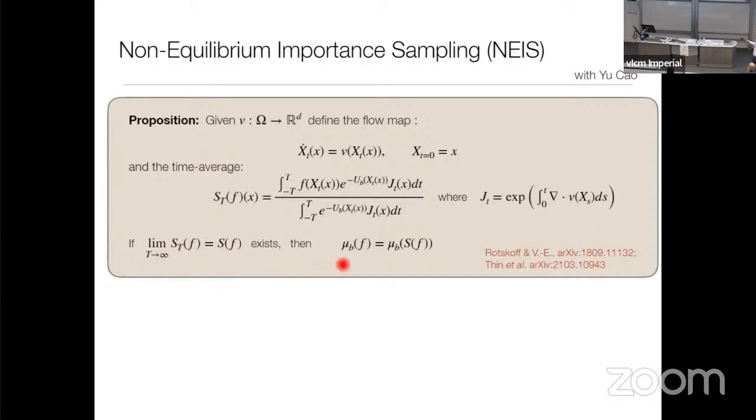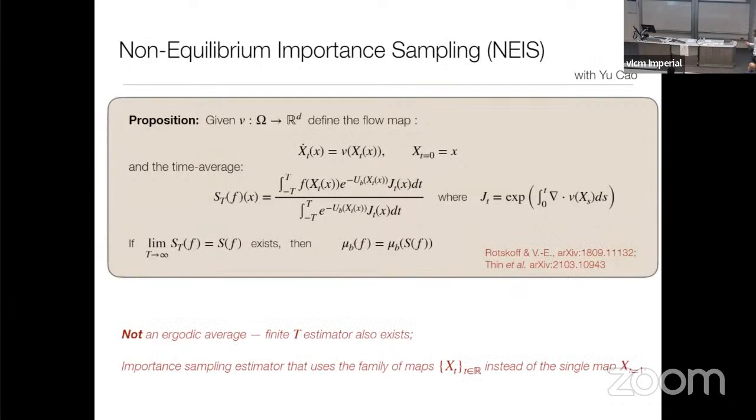Then there's an identity that says that the expectation of F is the same as the expectation of the time average of F, where the time average here is constructed from a given initial data. A couple of comments to try to understand this, and you'll see more of that later. This is not an ergodic average. You can do that at finite time, and as you will see, the trajectory that we are using through this map doesn't visit the whole state space. You can think about this essentially as being an importance sampling estimator that uses a family of maps instead of a single map.